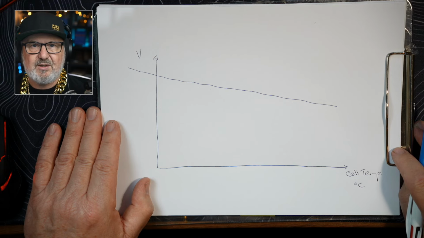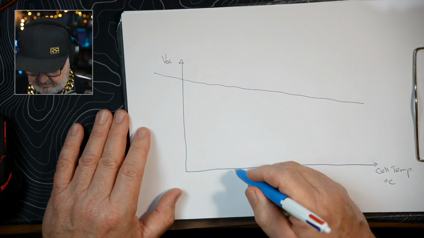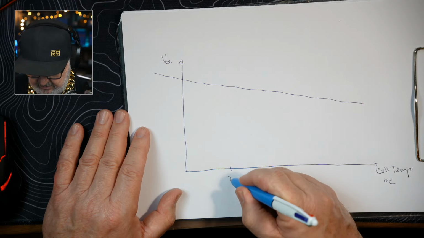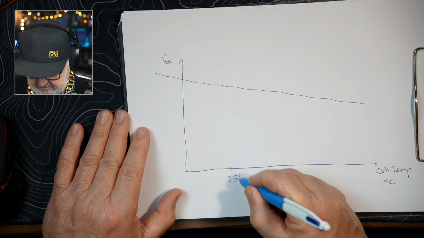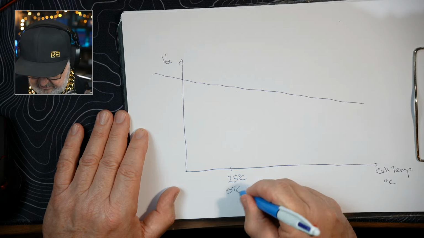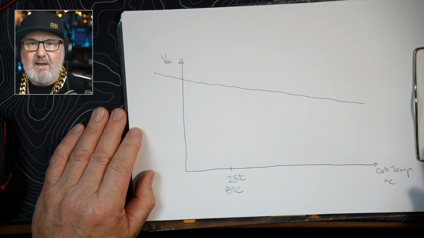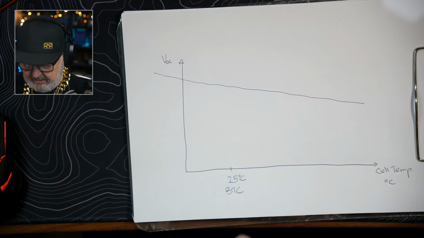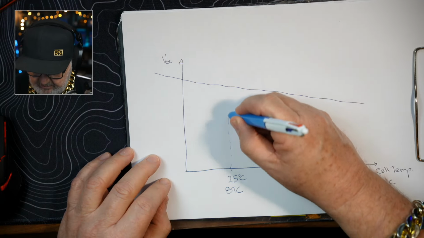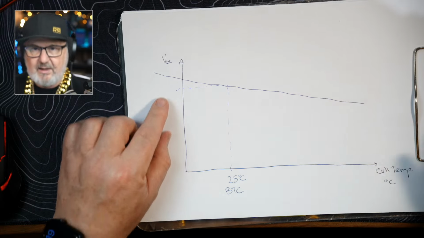So as temperature rises, voltage decreases. So we're first going to look at open circuit voltage. Now, there's only one voltage you actually know from the data sheet, and that's at 25 degrees Celsius, which we call standard test conditions, or STC for short. At this point, we have a number we can start with, and so we can go across here and we'll have a voltage.